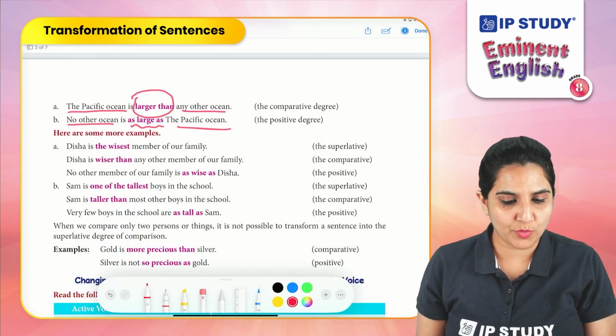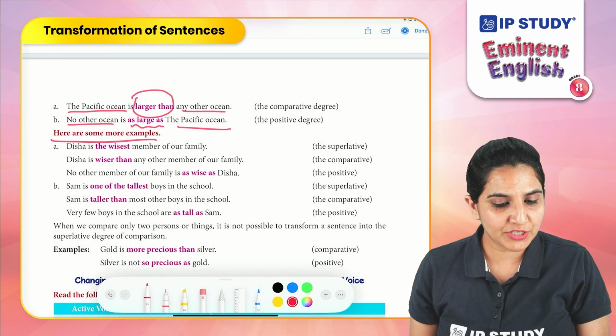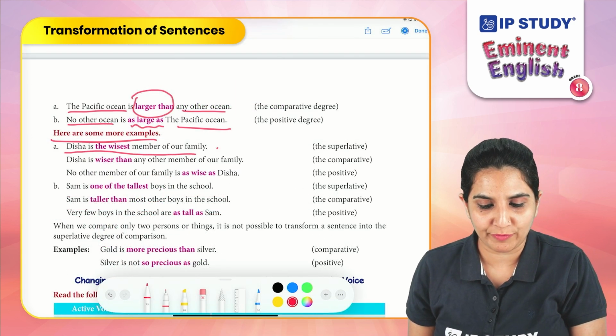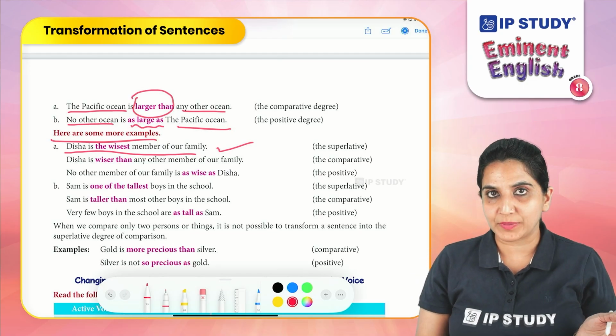Here are some more examples. Disha is the wisest member of our family. Again, this is in the superlative degree.